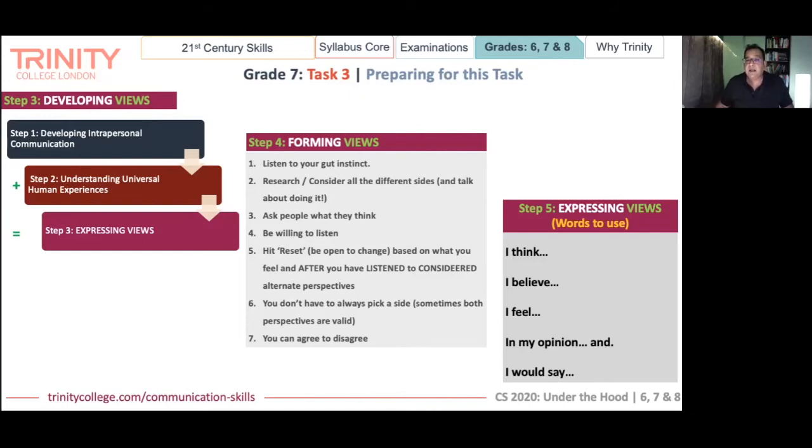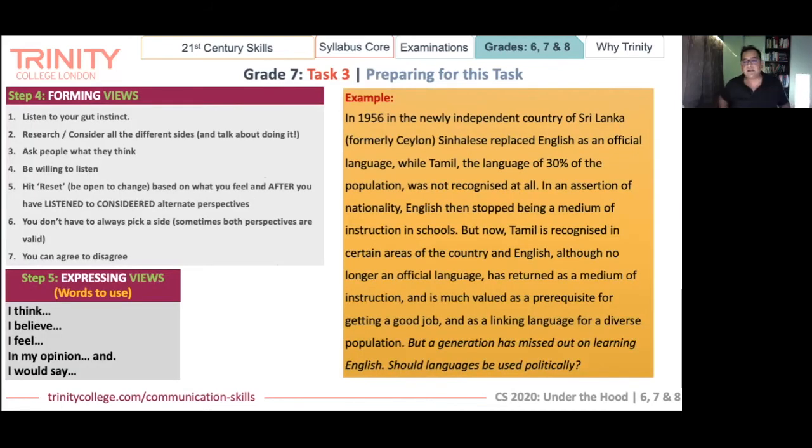So in much the same way, this particular task is not about trying to have all the answers, but about trying to show perspective on whatever the issue is that the examiner presents you. So take, for instance, this particular sample. All right. Now, I'm just going to read it out for you.